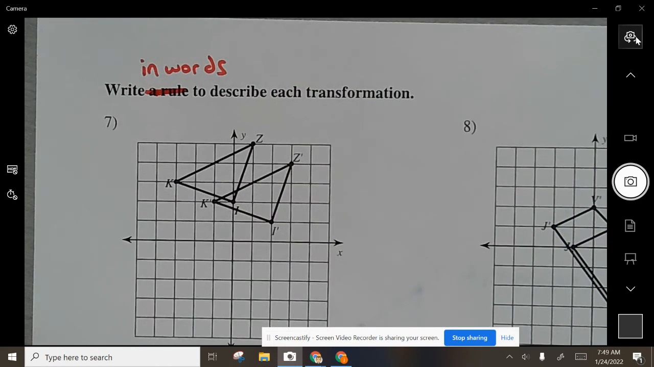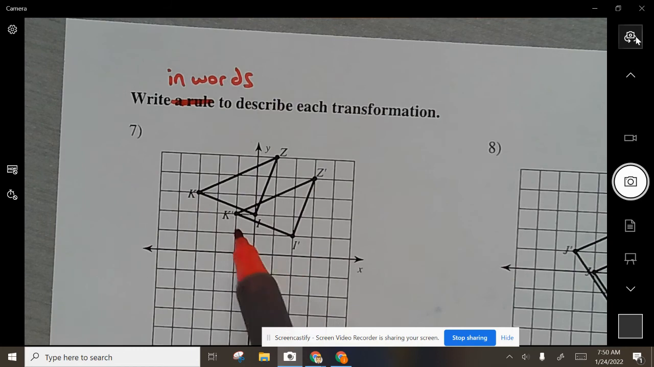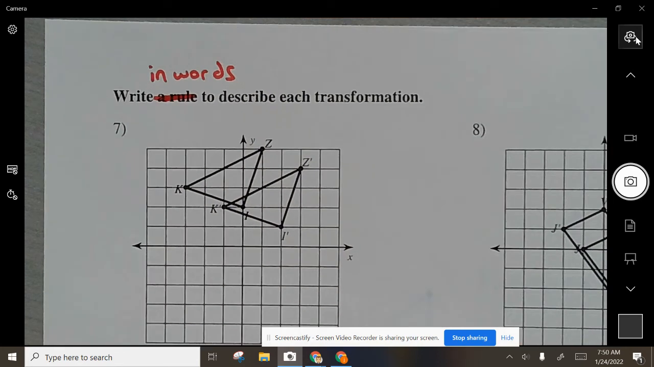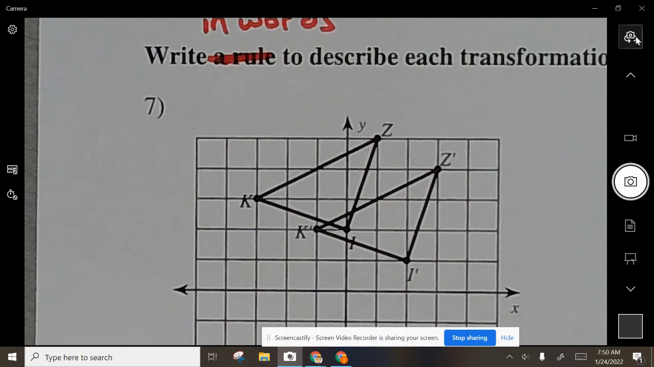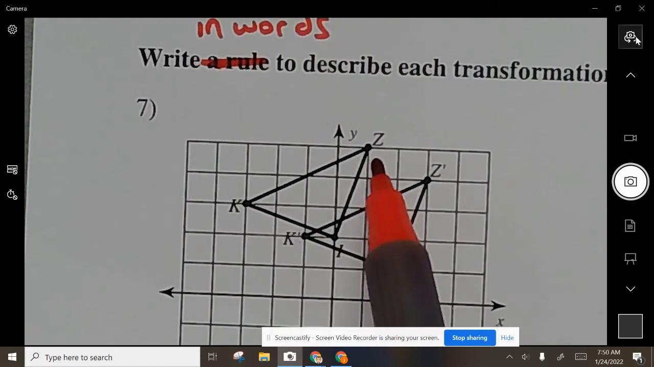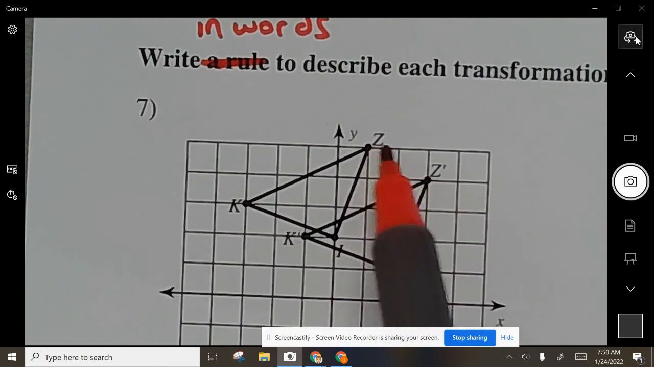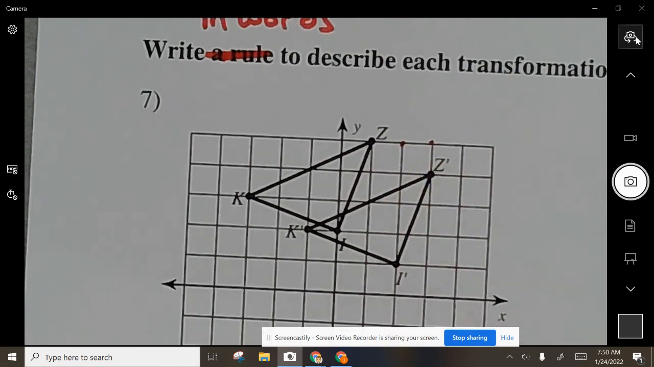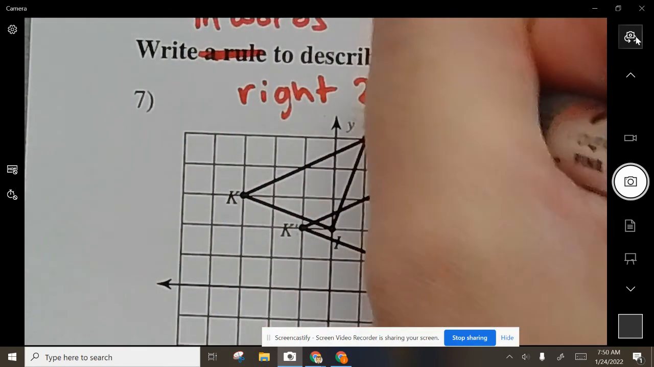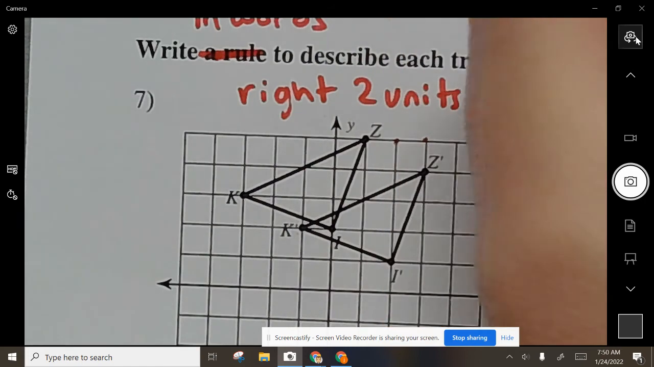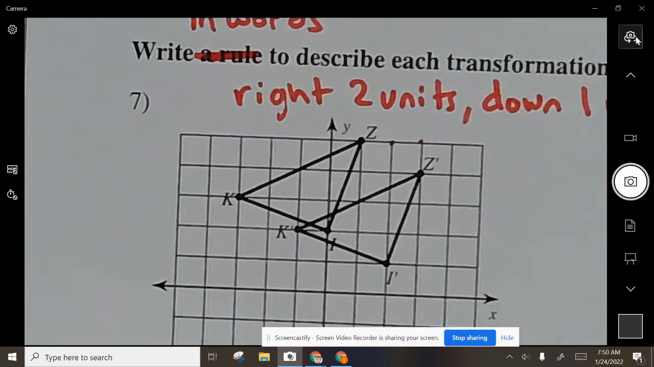So what's happening here? You're going from K to K prime, okay? So remember, it's hard to see. I'm going to zoom in. But you only need to worry about probably just one. Actually, let's look at the Z's. This is the first one. This is the second one, right? So what did we do? Right 2, down 1. Could you write that down? You went right 2 units, down 1 unit. Okay?